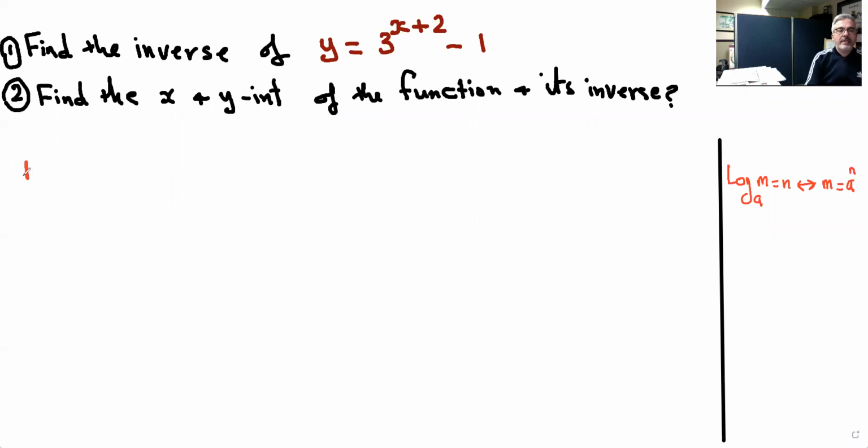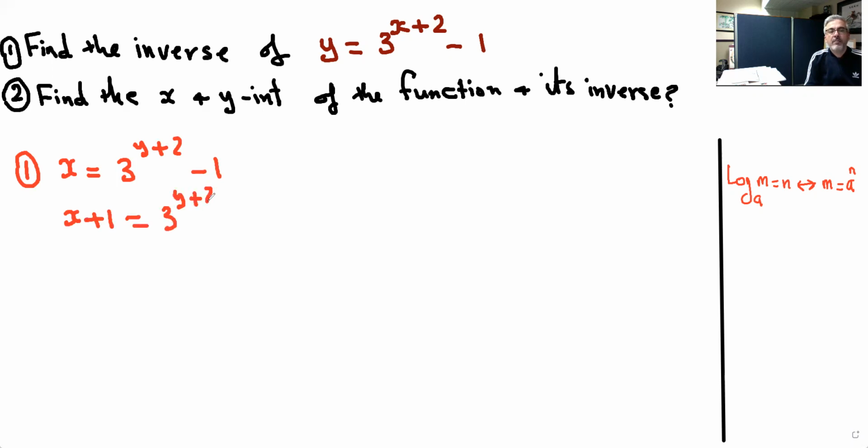So the answer to question 1, it's x equals 3 to the y plus 2 minus 1. I'm going to move the -1 to the other side. So x plus 1 equals 3 to the y plus 2. Now I'm going to go to the first rule of logs on how to change from logs to exponential or exponential to logs. So basically, I have exponential functions, so I'm going to go from here to there.